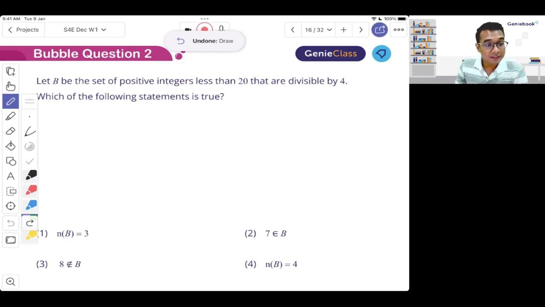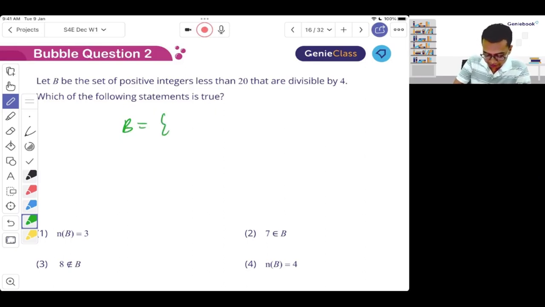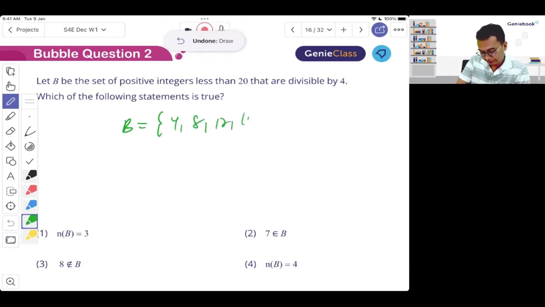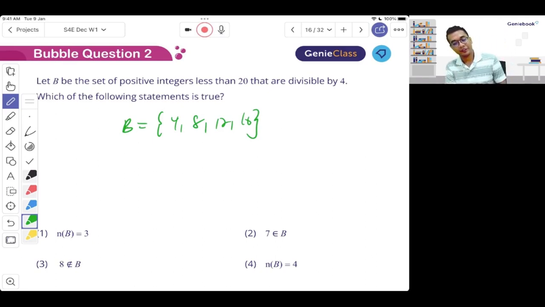Now, I'm still looking at set B, okay, positive integers that are less than 20 and divisible by 4. So in this case, I will just write down the set that we wrote down earlier, 4, 8, 12, 16. Now, which of the following statements is true? So you want to look at the 4 statements here and choose the correct statement. Okay, 1 minute again for this, your time starts now. Very, very simple. Which of these statements are correct?